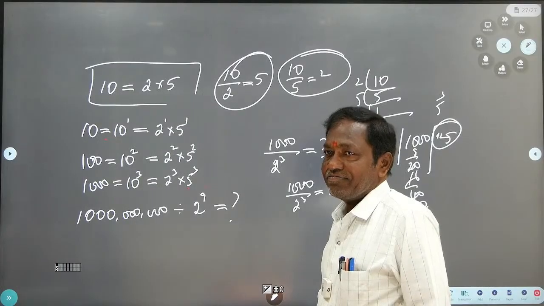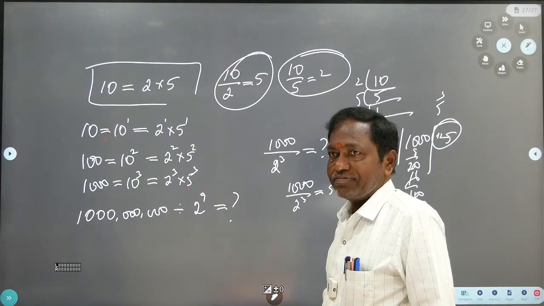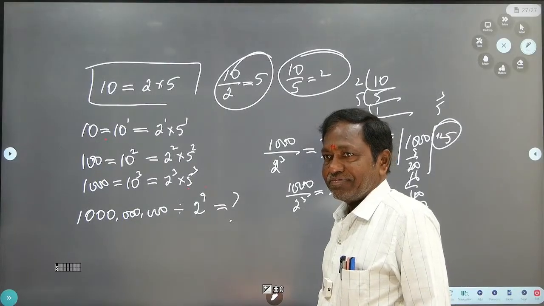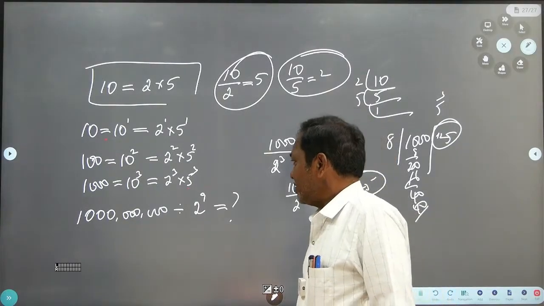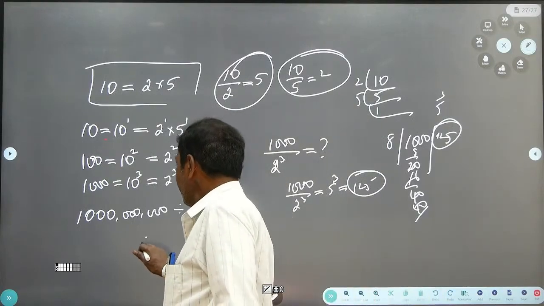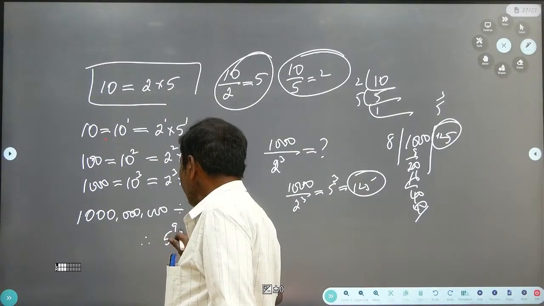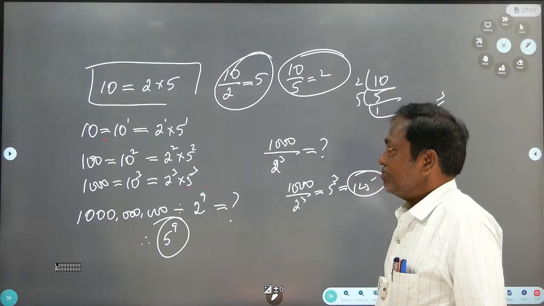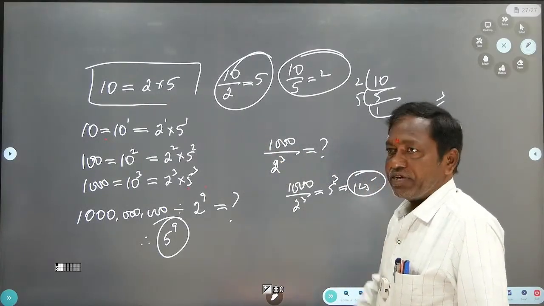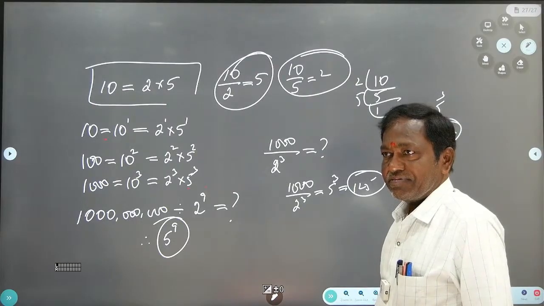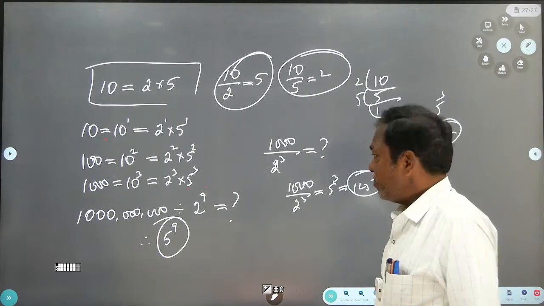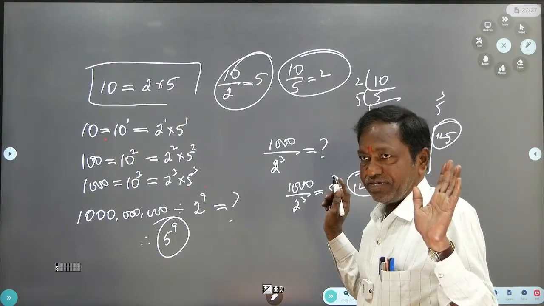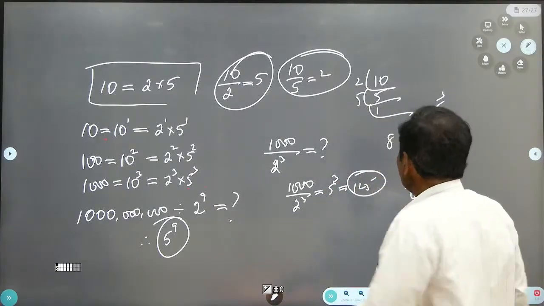This is the property of what, sir? 10. Like that. So what is the answer? 5 to the power of 9. It's like that. This is the base we take, we keep doing like this. Even if you try to do LCM, there will be a very huge number, but you cannot find it out.